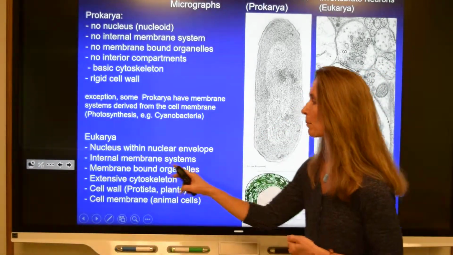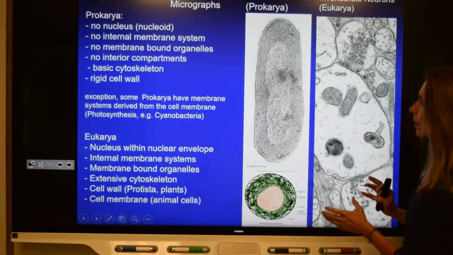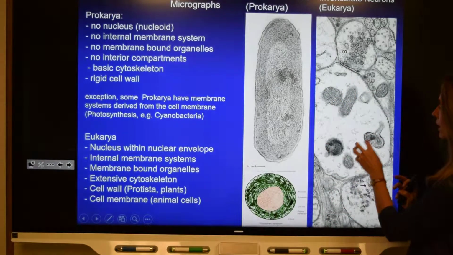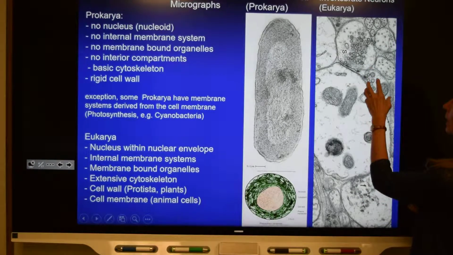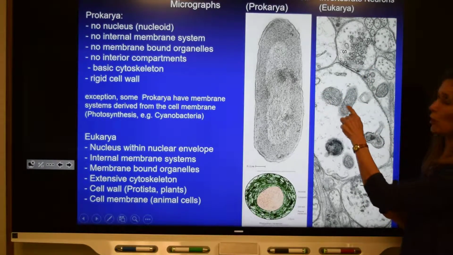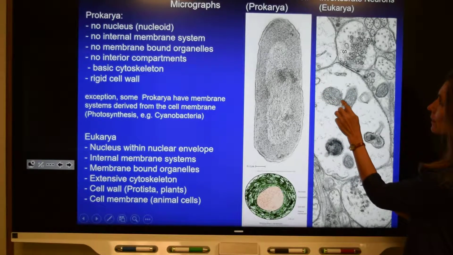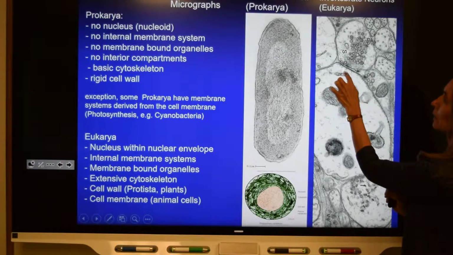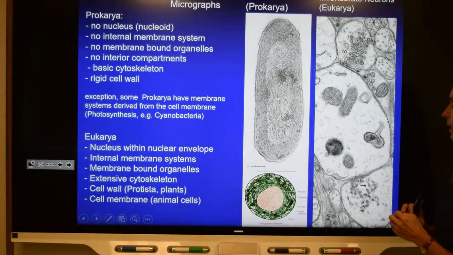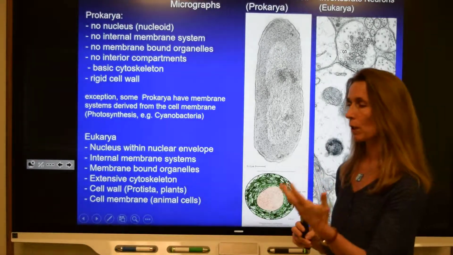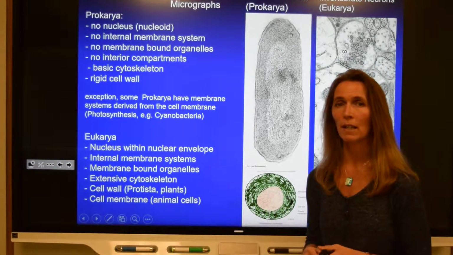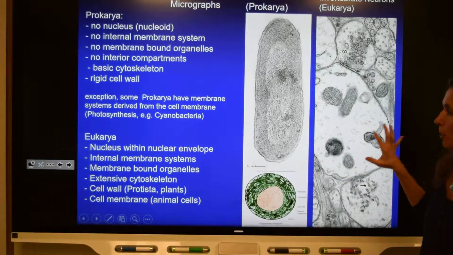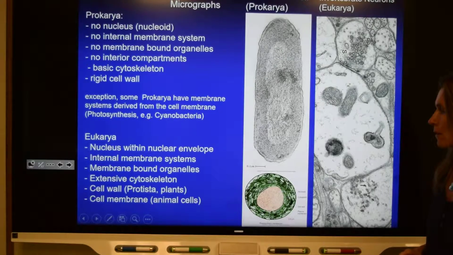Then we have an internal membrane system, and that becomes instantly apparent when you look at those different cells here. Here you have all these membranous structures. You have mitochondria that are surrounded by membranes, vesicles that are surrounded by membranes, endoplasmic reticulum that is surrounded by membranes, Golgi apparatus, and a lot of different organelles within eukaryotic organisms, again, compartmentalized and surrounded by membranes.